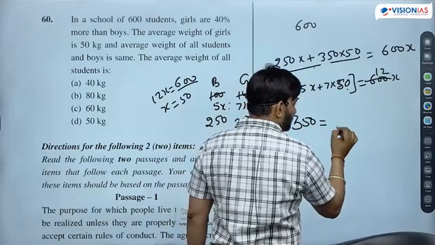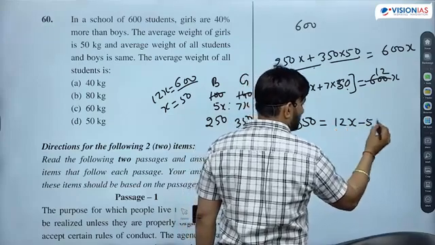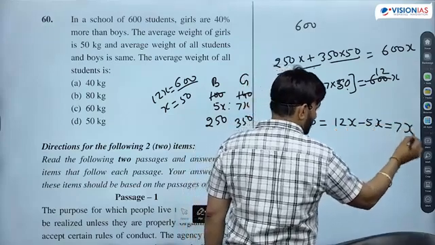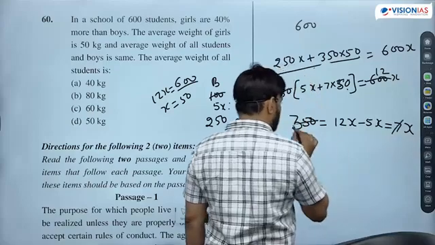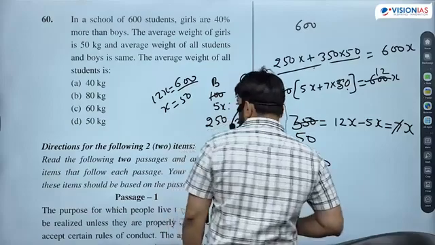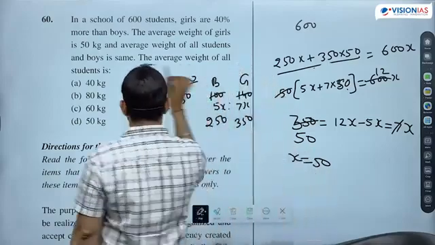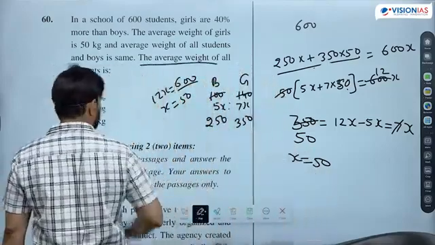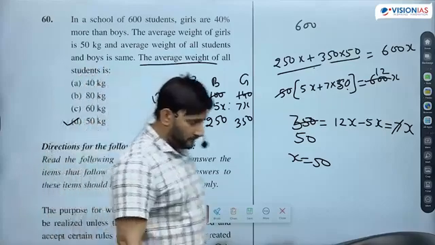That is equal to 12x minus 5x, which is 7x. From 7 you can cancel out this 50. x is equal to 50. What we have to find? Average weight of all the students. That is 50. Okay?